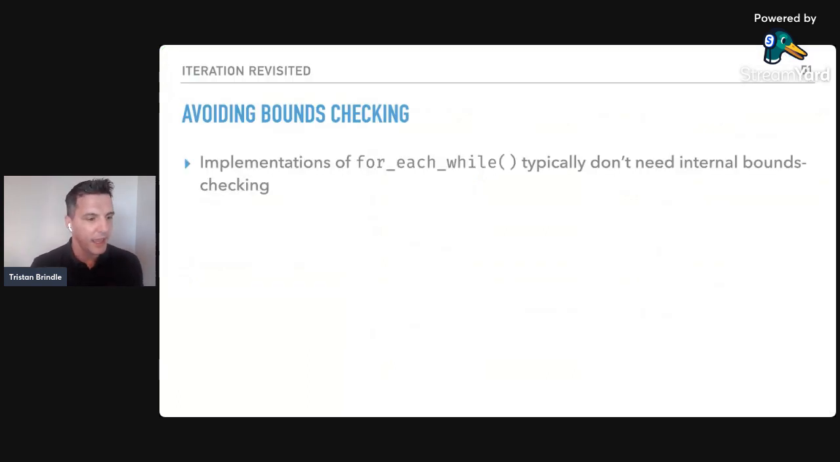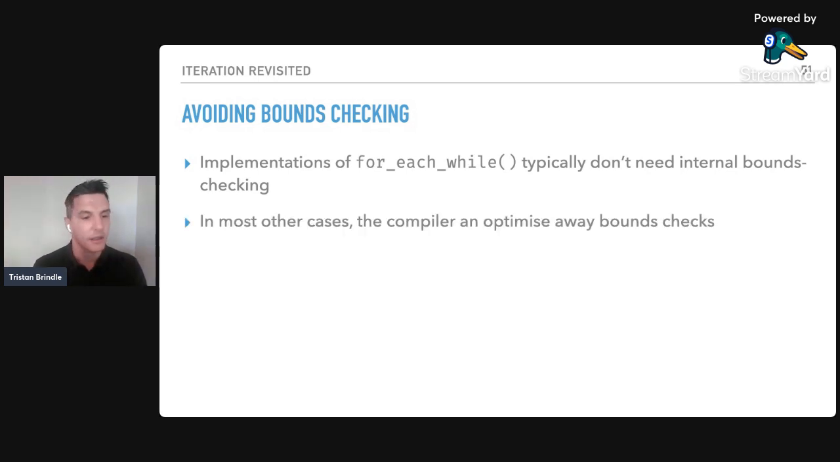So if we are in the happy case and we can use internal iteration, then typically we don't need to do any internal bounds checking. The sequence is in charge of iteration. We know that nobody else is going to be messing with our cursors, so we don't need to do internal bounds checking. And in many other cases, the compiler can optimize away bounds checks. Compilers are very, very good at that.